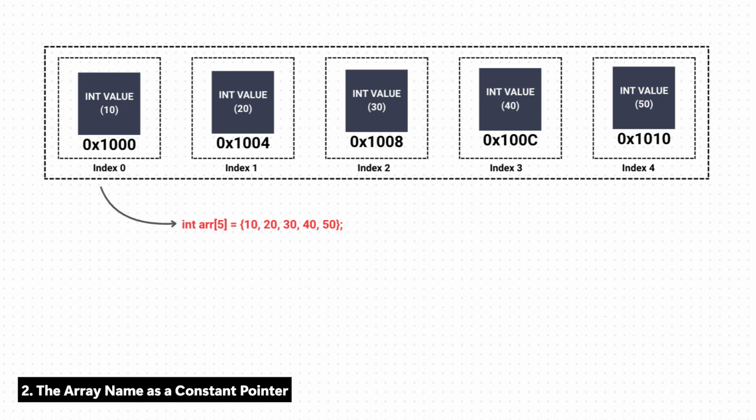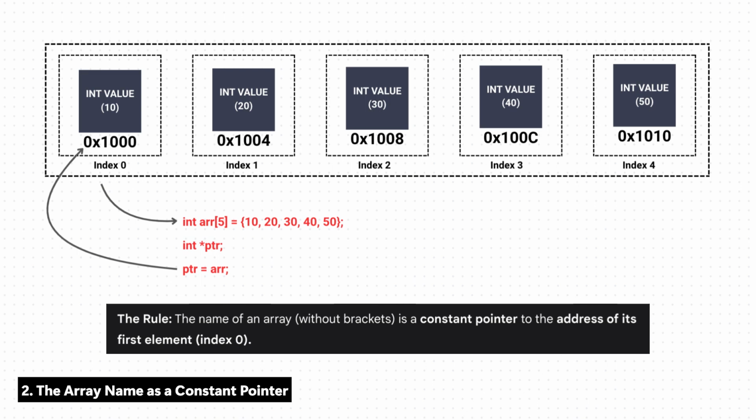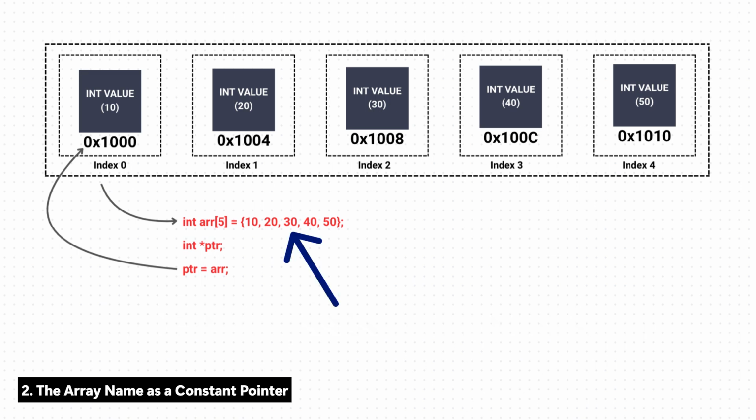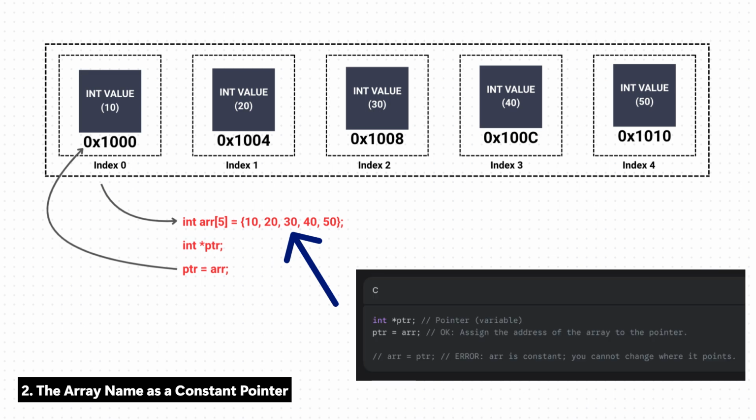2. The array name as a constant pointer. When you declare an array, the array name itself acts as a special type of pointer. The rule: the name of an array, without brackets, is a constant pointer to the address of its first element, index 0. Consider this array. If we print the address of the first element and the array name, they will be identical. Key difference: an array name, arr, is a constant pointer. This means you cannot change the address it points to.